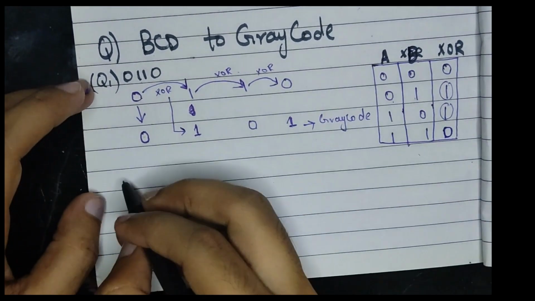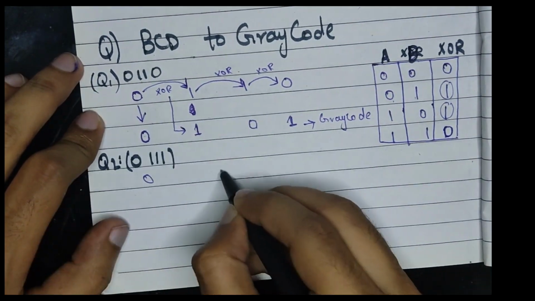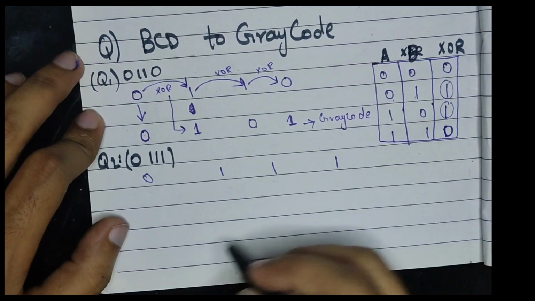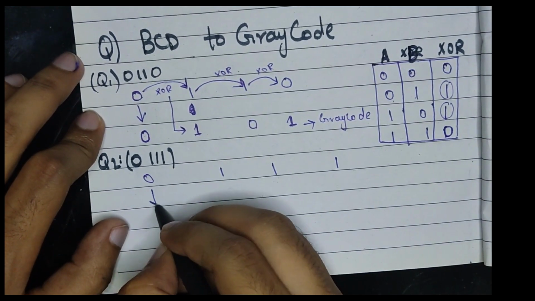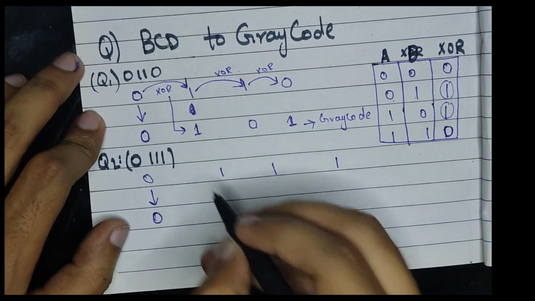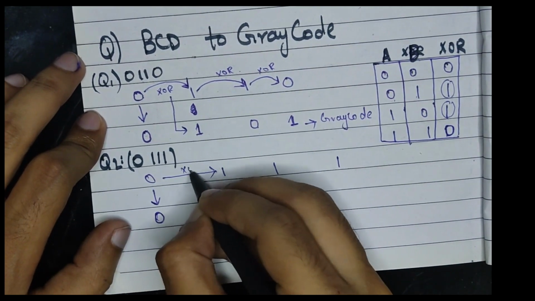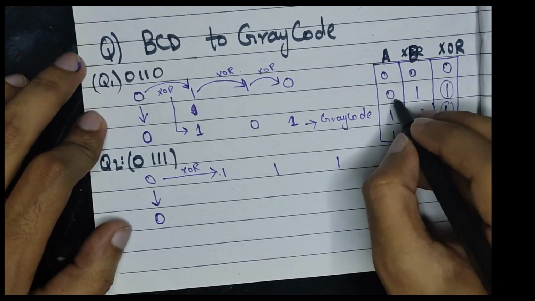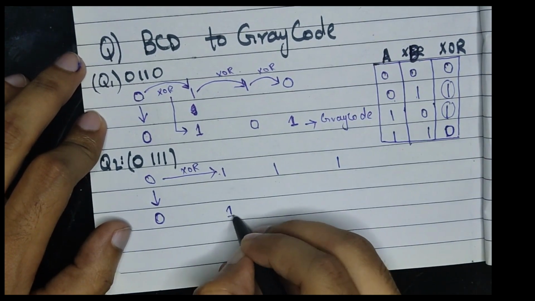Now we check another example. First we write this 0 1 1 and 1. Now this comes as it is here. Now we are going to take XOR of 0 and 1. So it's 0 1 means 1. So our answer is now 1.